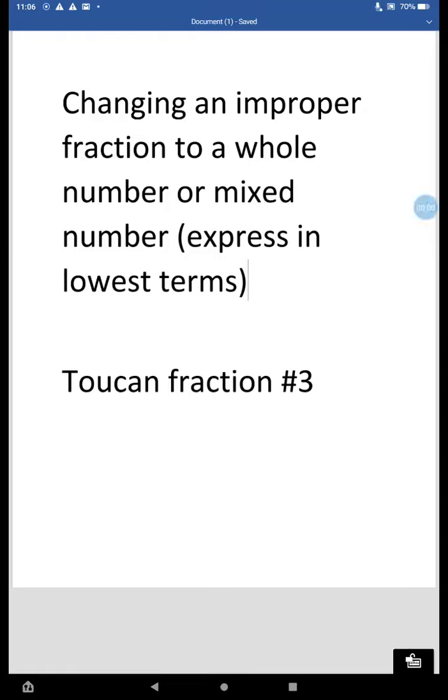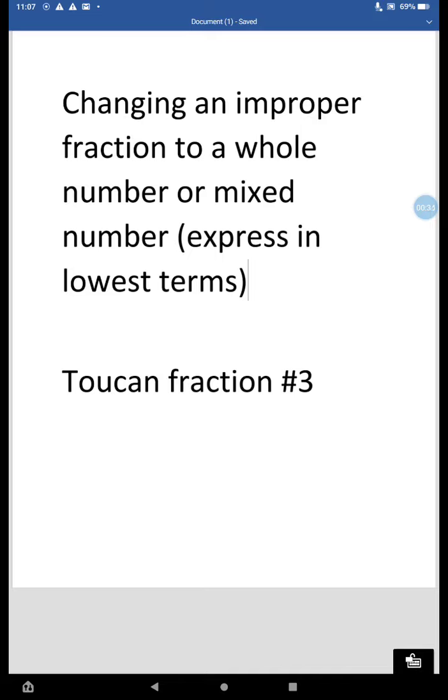All right, fifth grade, open up to the third page in your packet. We're looking at toucan fraction, where we've got the happy toucan sitting down. Toucan fraction number 3 today. The objective is changing an improper fraction to a whole number or a mixed number, expressed in lowest terms. What we did yesterday is we took mixed numbers to improper fractions. Today we're doing the exact opposite, taking improper fractions to mixed numbers.